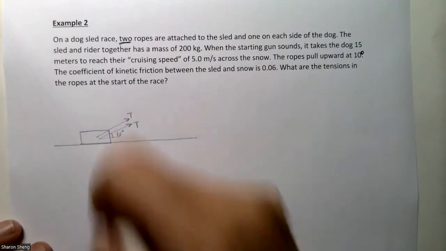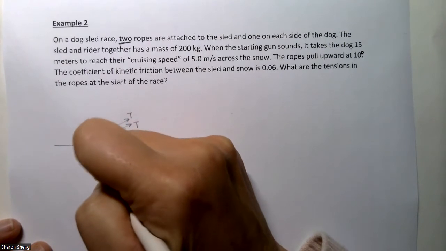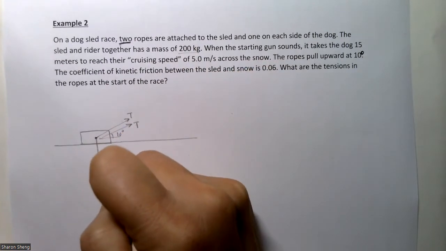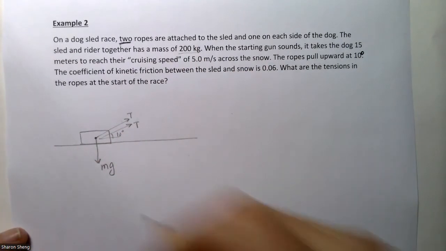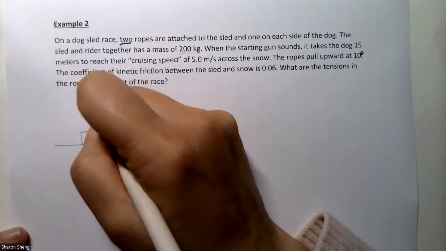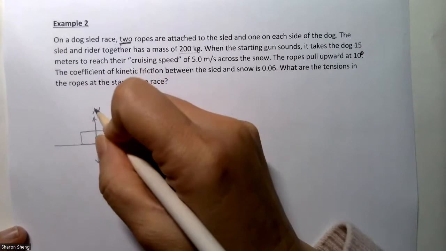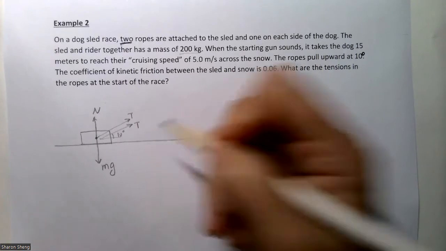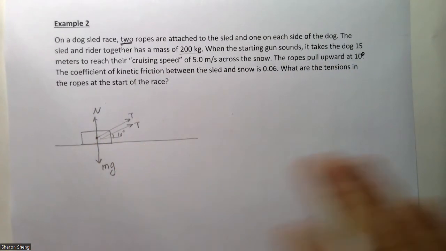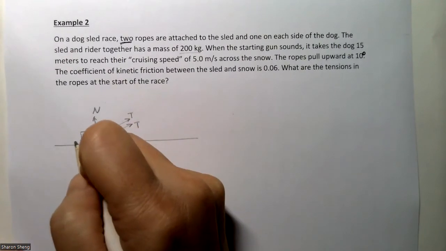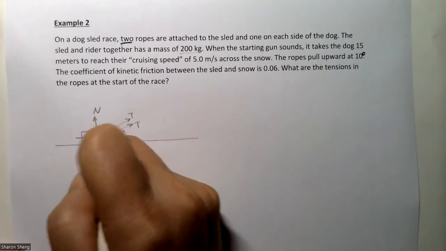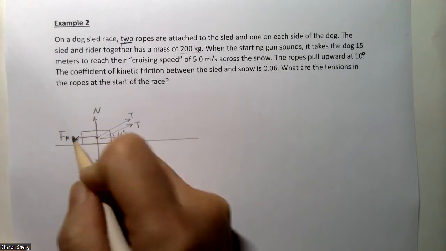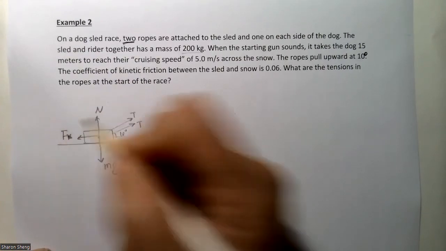And then what else? The gravity. The sled and the rider have a mass of 200, so I have mg here, and there is always a normal force perpendicular to the ground pointing upward. Do we see another force? Because the sled is sliding on the snow, we will have a kinetic friction force Fk, which is pointing to the left because it is opposite to the motion of the sled.